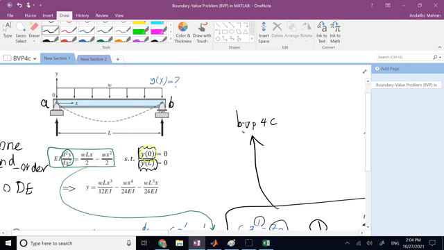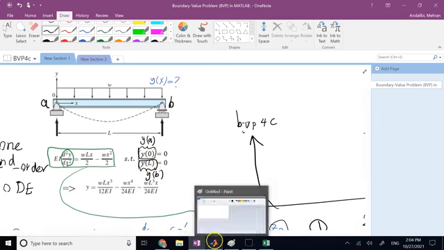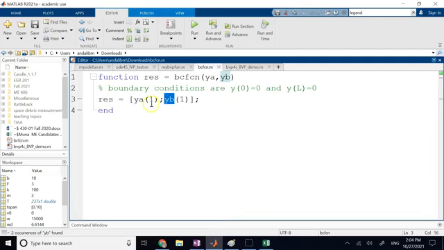Since, as I said, x of 0 is equivalent to a, one of them is going to be y of a, which is 0. The other one is going to be what? y of b, which is 0. So one of them is y of a, the other one is y of b, and that's exactly what you see here. y of a and y of b, 1.